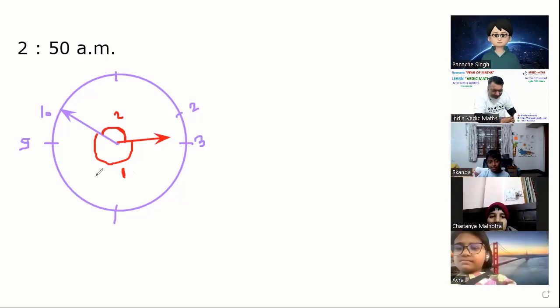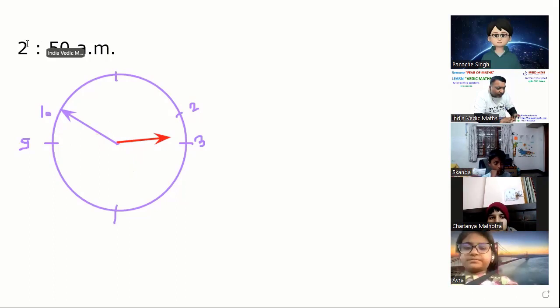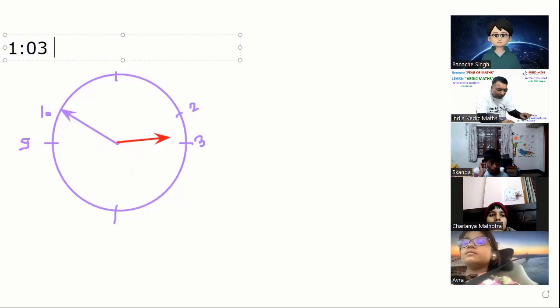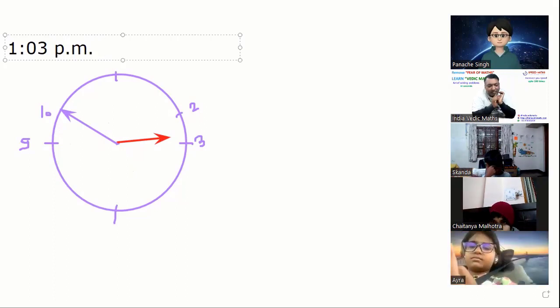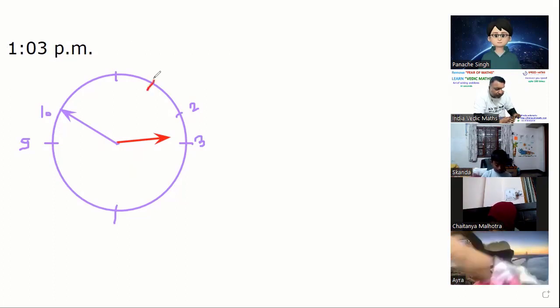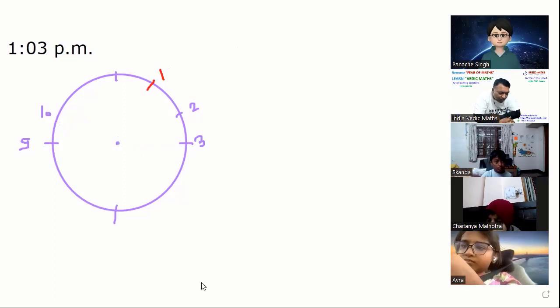One more question. Next. Tell me everybody at 1:03 p.m., the smaller angle will be which type? The smaller angle. Think about it, guys, and tell me. This is 1. What type of angle will it be at 1:03 p.m.?